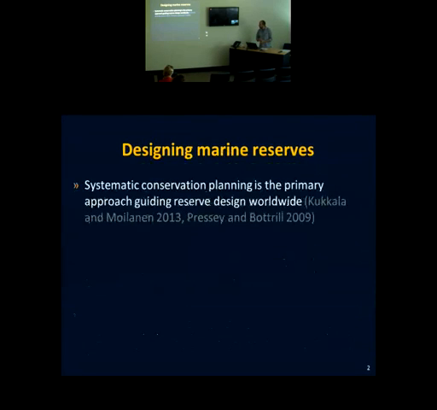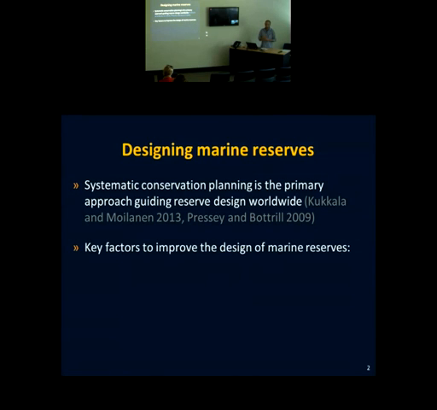Over the past decade, systematic conservation planning has been probably the leading approach or framework that has been used to design these networks of marine reserves across the world. And there are many aspects of it that are important to point out, but three key aspects that have been pointed out by the literature, not only in conservation planning, but in general, that will make marine reserves more efficient and more likely to be implemented and to benefit the people are these ones.